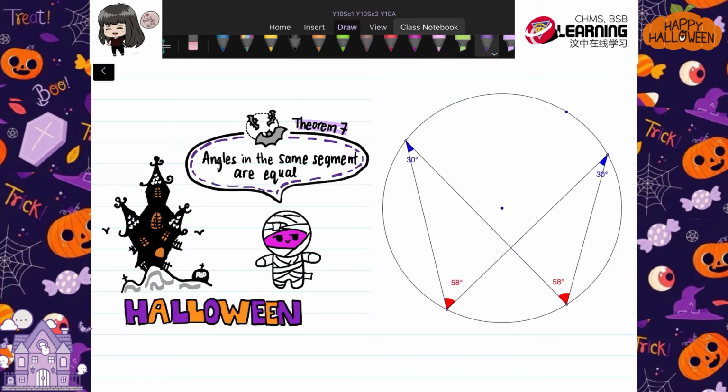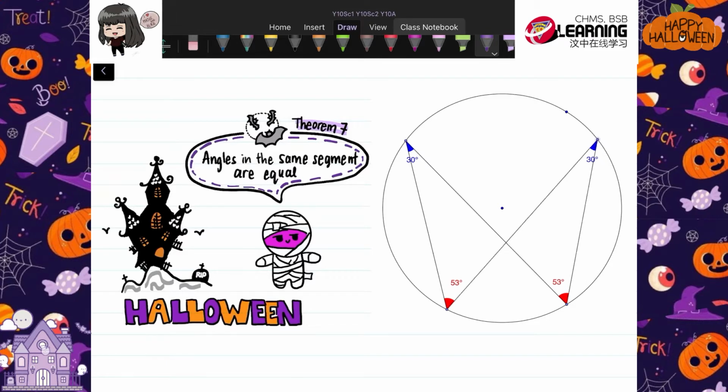Now you look at this circle over here. We have two angles here, 30 degrees and 30 degrees. They are the same angle, and the segment is coming from here. This is the segment, and this segment goes through this 30 degree and through this 30 degree. So these two angles are the same because they both come from the same segment. Whereas this 58 here and this 58, these two angles come from the same segment from here. This is a segment here for the 58.